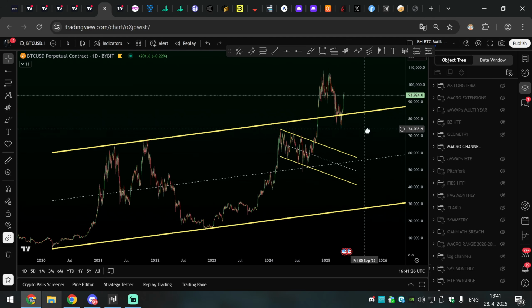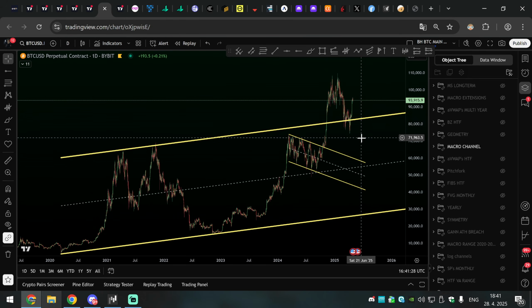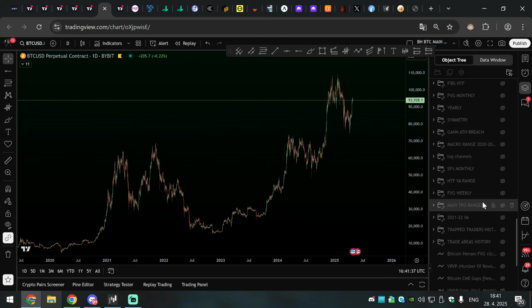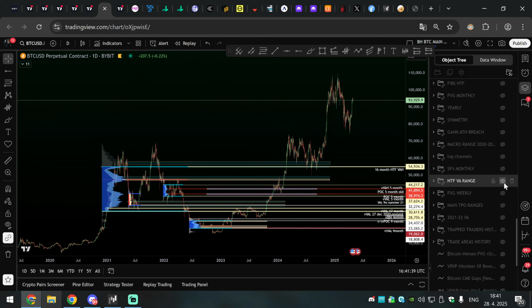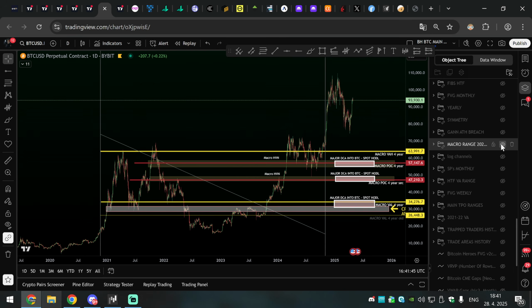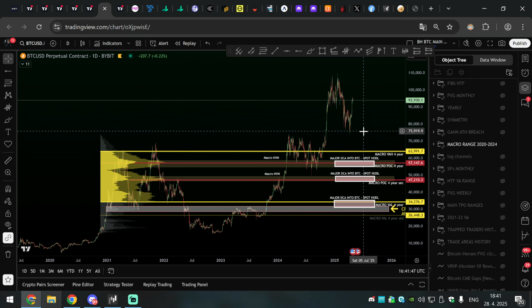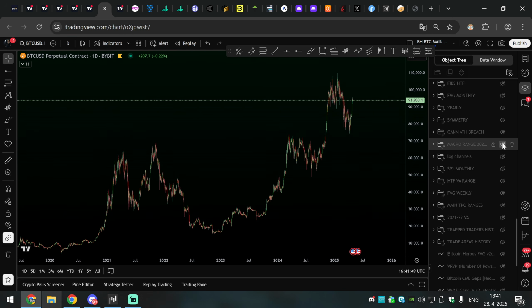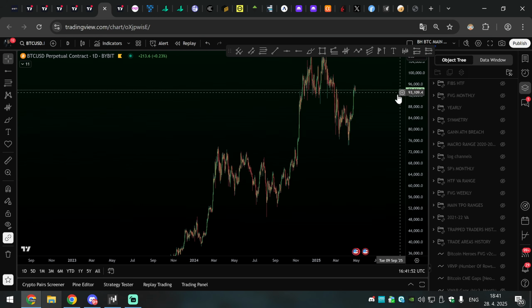Macro channel, that's why you don't trade the geometry much. You can be aware of it, but you know, fake breakdown. Macro range retest is still far away. So that was from technical analysis. I showed you very simple scenarios.